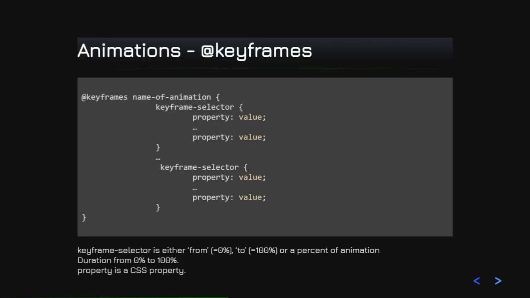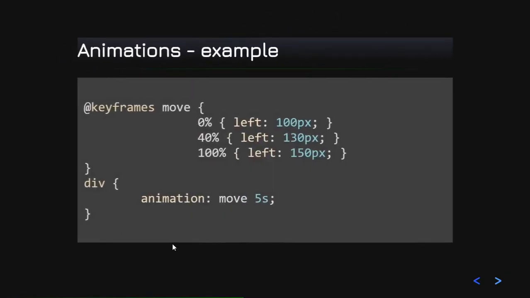And the keyframe selector is either from or to, 0% or 100%. It's a percent of the animation, and the duration is from 0 to 100%. And the property is a CSS property. Let me see if I have an example. Yeah, I have an example here.